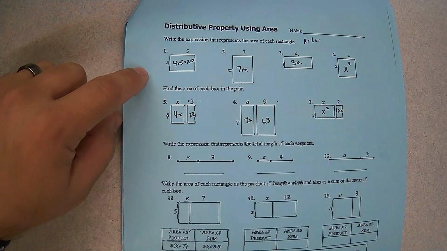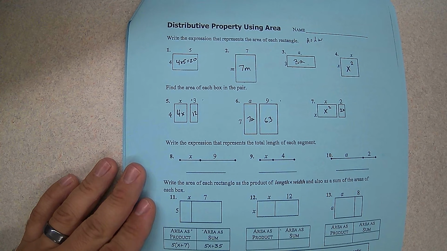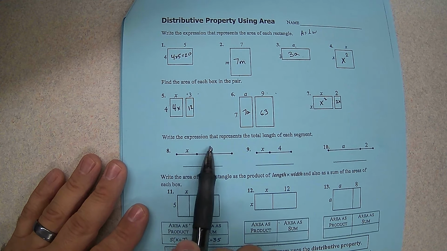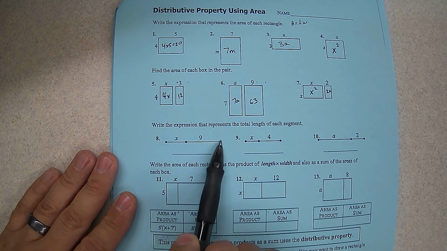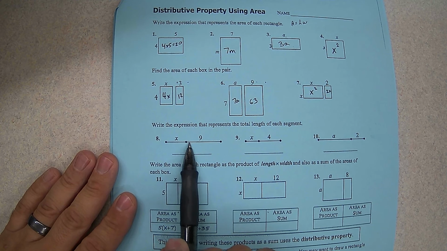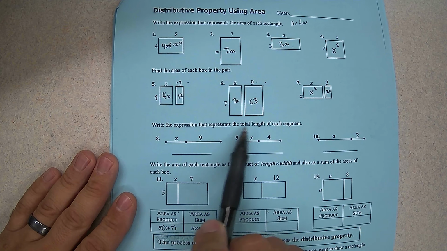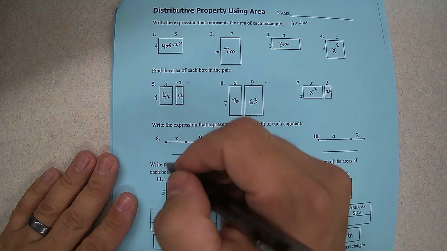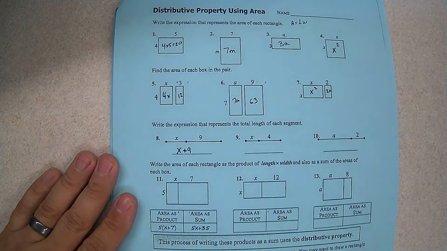As we use these ideas of area, we're going to keep building to see how we use our distributive property. What we're going to look at really quick here is a segment with a length of x, and another segment with a length of 9, and we want to put them together to find the total length. We can do that by addition. This would be x plus 9.